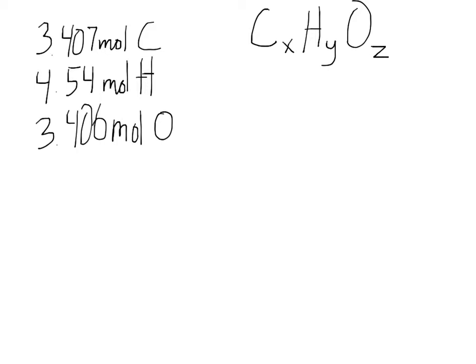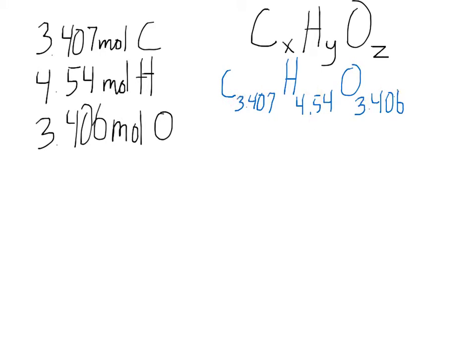So if we go and plug that in, carbon 3.407, hydrogen 4.54, then oxygen 3.406. Alright, we did it. But we're not done. That looks really ugly. You can't do that. That's not allowed. You can't have it in fractions or decimals. These have to be whole numbers.